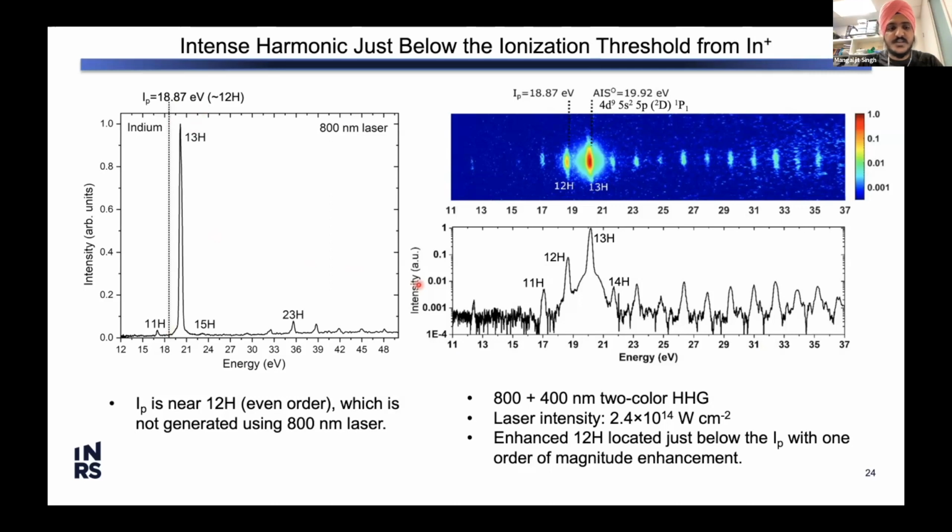To observe the resonance, we decided to use a two-color setup where we overlap the 800 nanometer field with the 400 nanometer field. In this way, we can generate the full harmonic spectrum containing both odd and even harmonics. And indeed, we see a harmonic enhancement that corresponds to an energy just below the ionization threshold of the indium ions. This confirms what was previously observed in the gases.